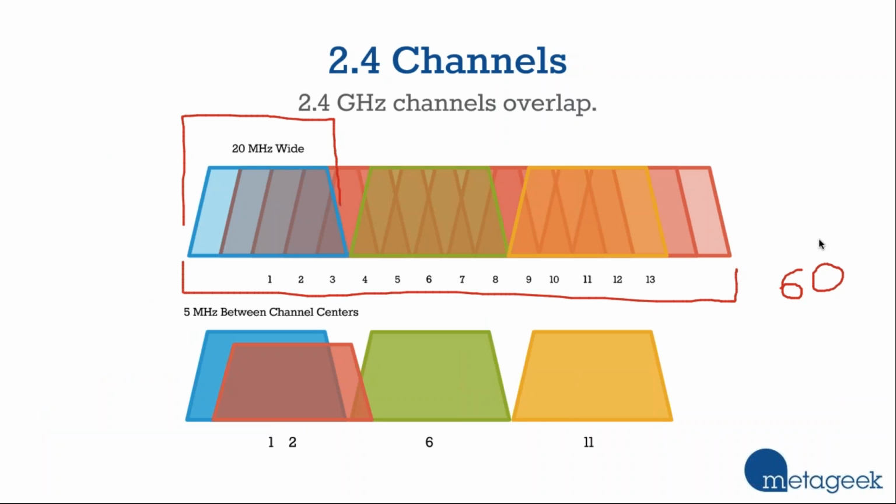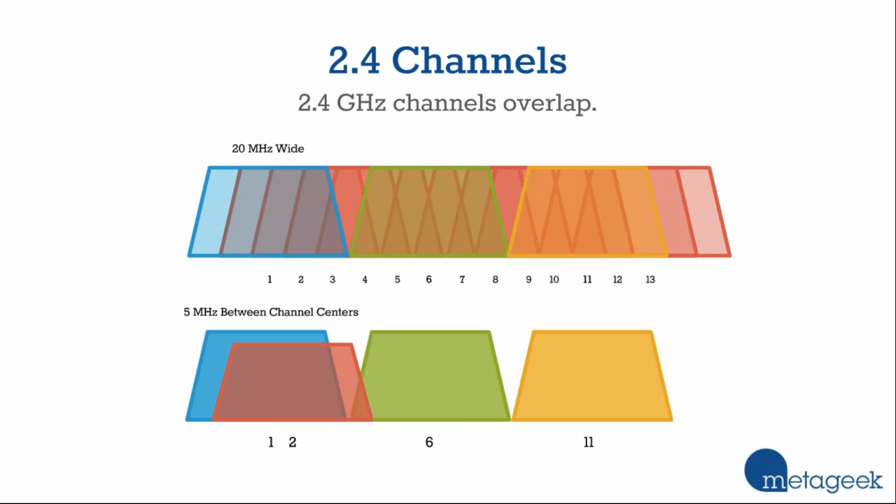And so you do some math, 60 divided by 20, you realize that there's really only enough room in the 2.4 gigahertz band for 3 channels. So how do we have 11 channels in the 2.4 gigahertz band if there's only enough room for 3 channels? Well, here's how it works. The channels are marked by their center. So if we look at the center of channel 1, there it is. And each channel center is separated by 5 megahertz. So there's 5 megahertz of space between the center of channel 1 and the center of channel 2.